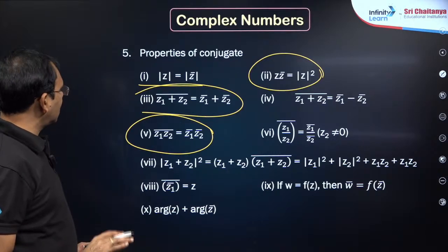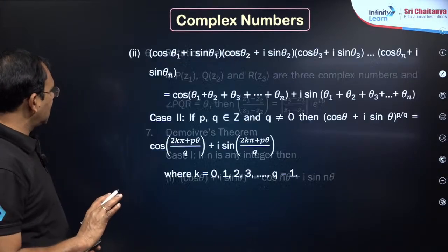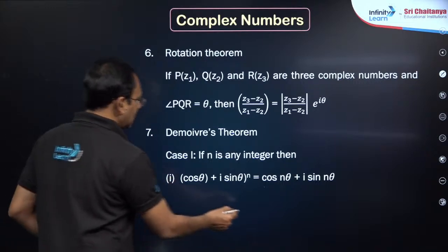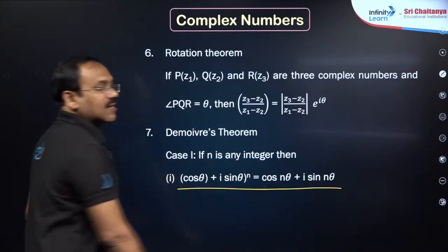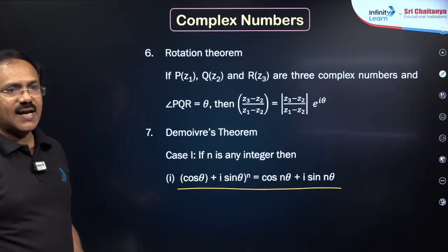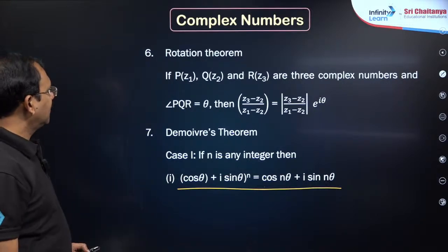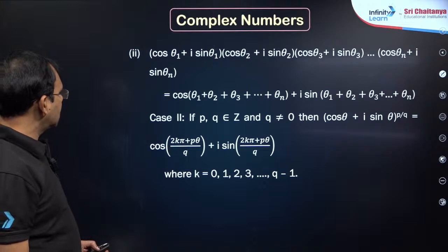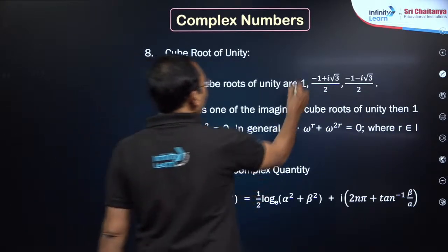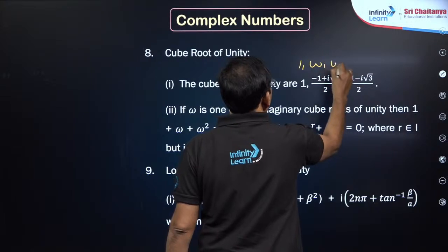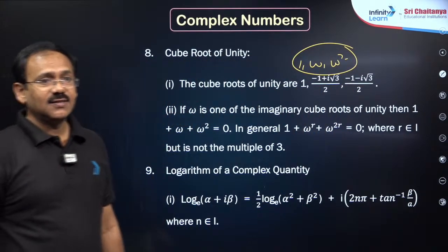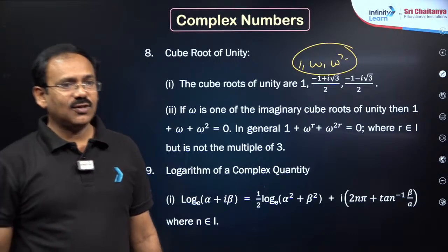Okay, rest of the things no worries. These are not so important, but De Moivre's theorem: (cos theta plus i sin theta) whole power n is cos n theta plus i sin n theta, cis theta. Then the cube roots of unity, my dear friends. 1, omega, omega square are the cube roots of unity. You know 1 plus omega.